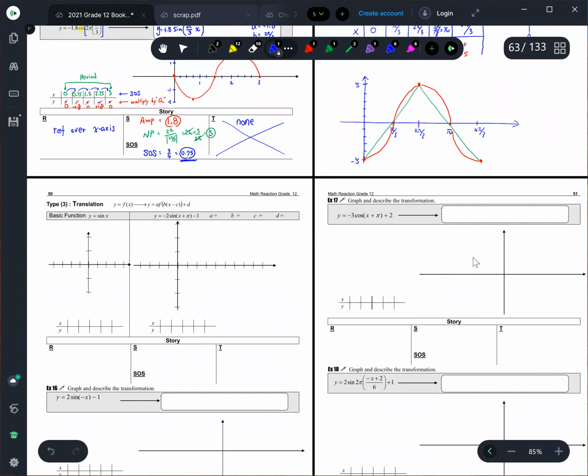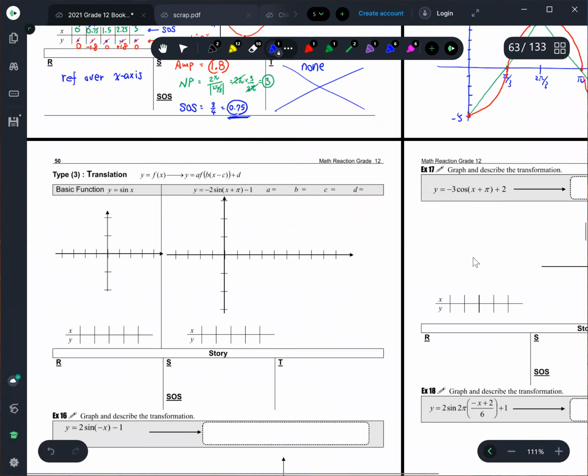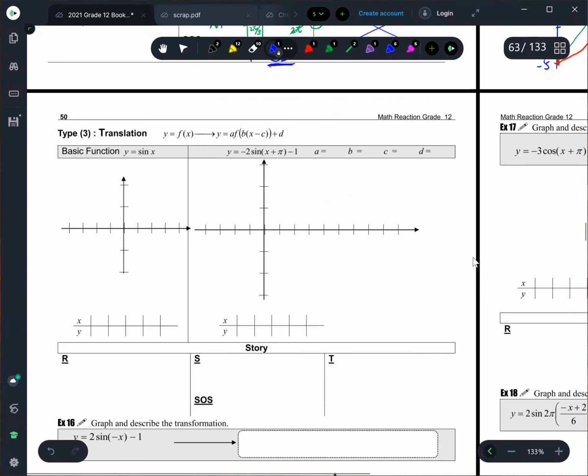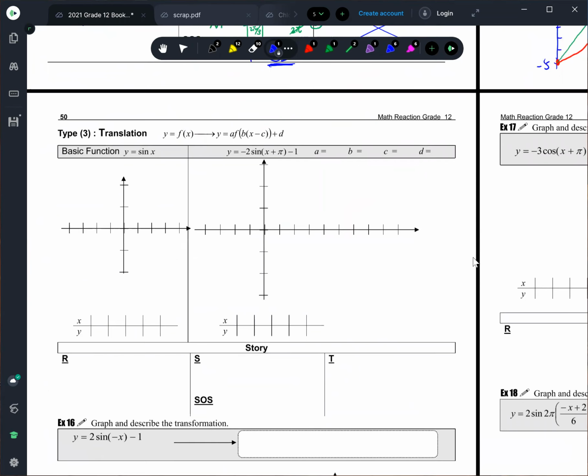So let's look at page 50, right? So everyone, please turn to page 50. So instead of just getting values for A and B, for translation, we will have C and D. Okay, so C and D control the translation. Okay, you either translate it to the left and right or up and down.